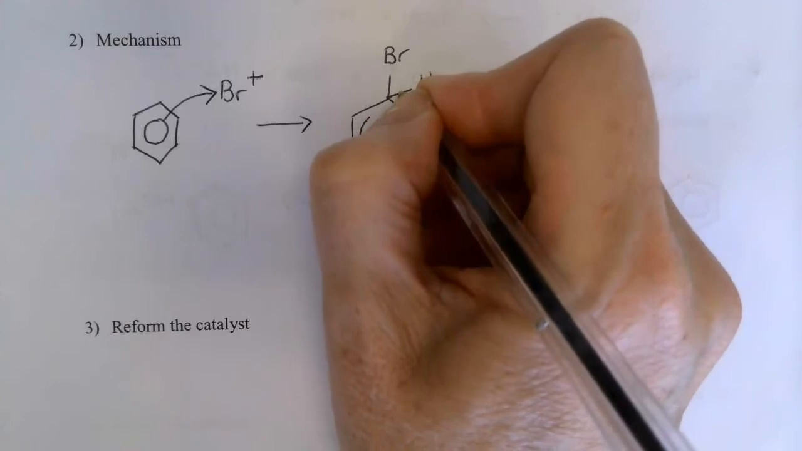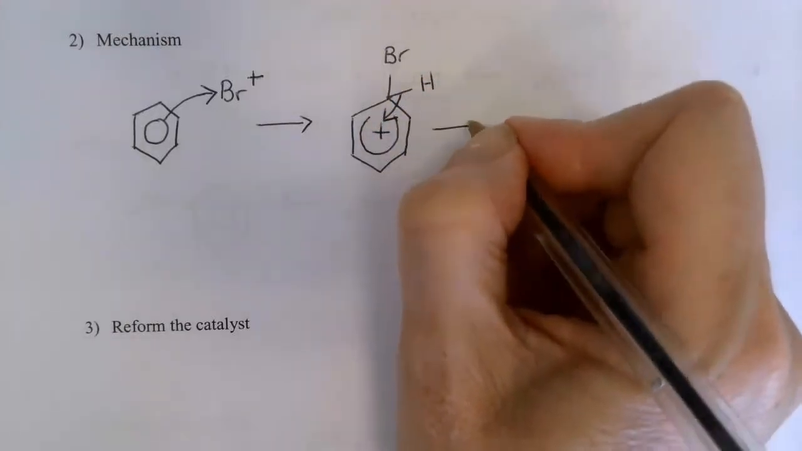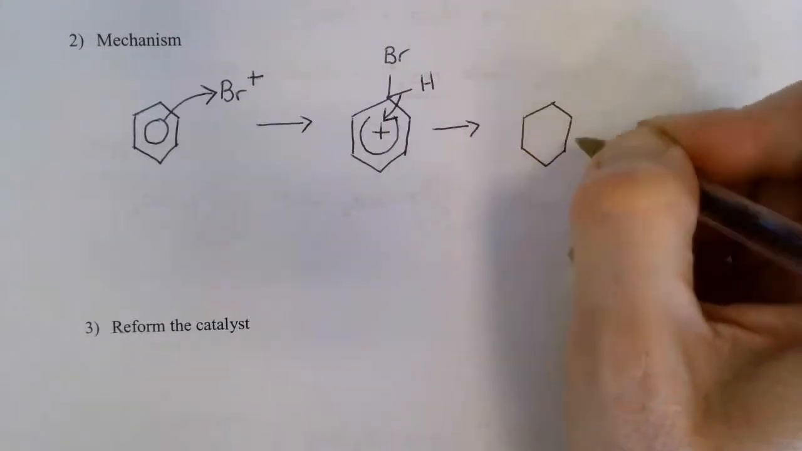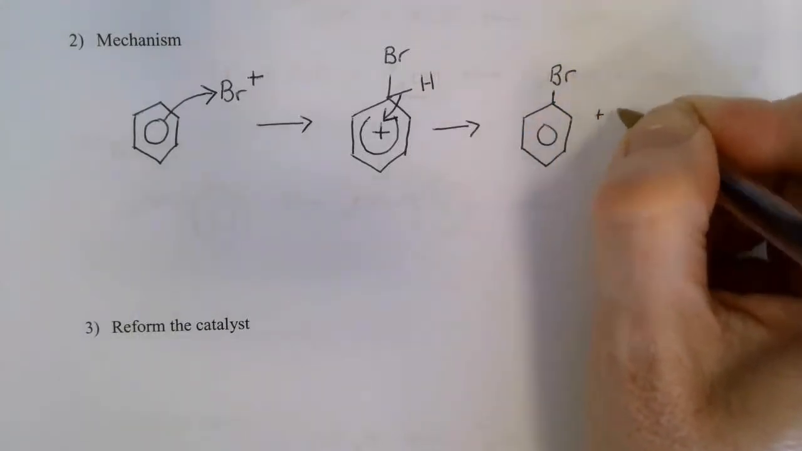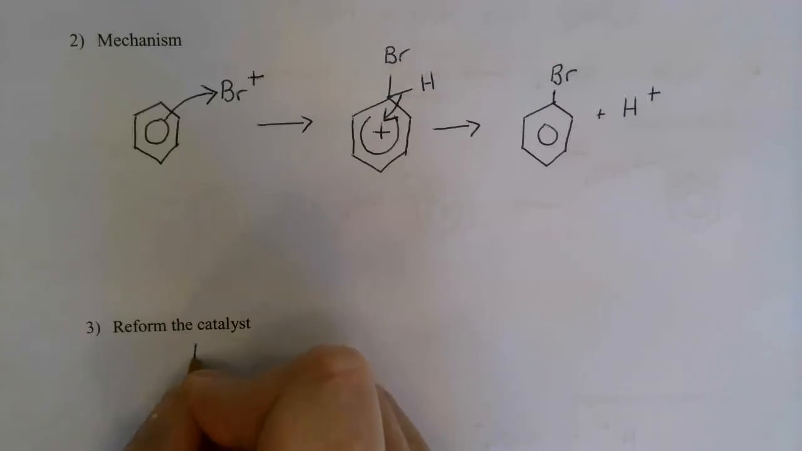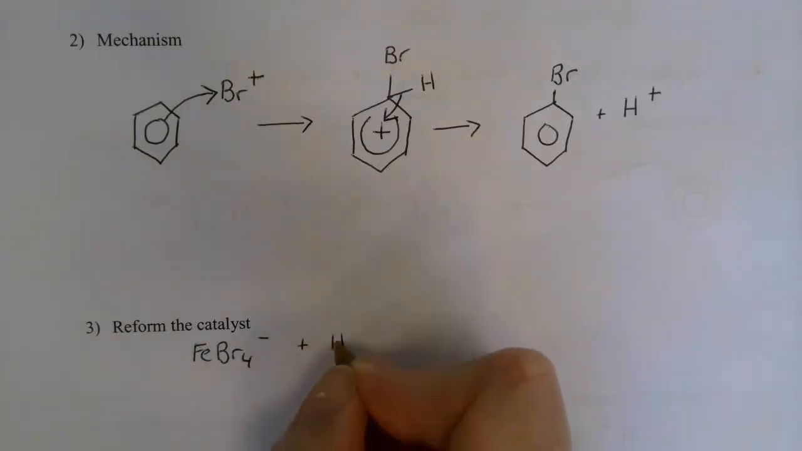The electrons in the bond between the carbon and the hydrogen are going to go back into the ring to reform that ring, and I get my bromobenzene product, and my hydrogen ions come loose over there somewhere. Reforming the catalyst, same as before, I have my FeBr4 negative. I'm going to add the hydrogen ion to that.